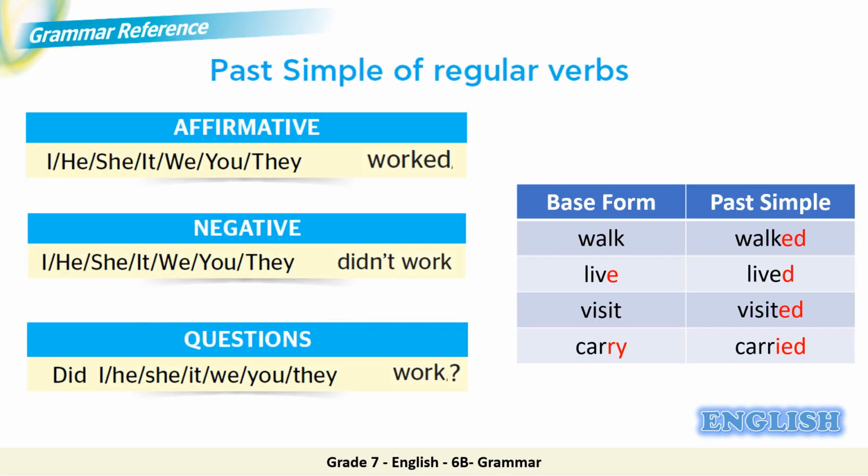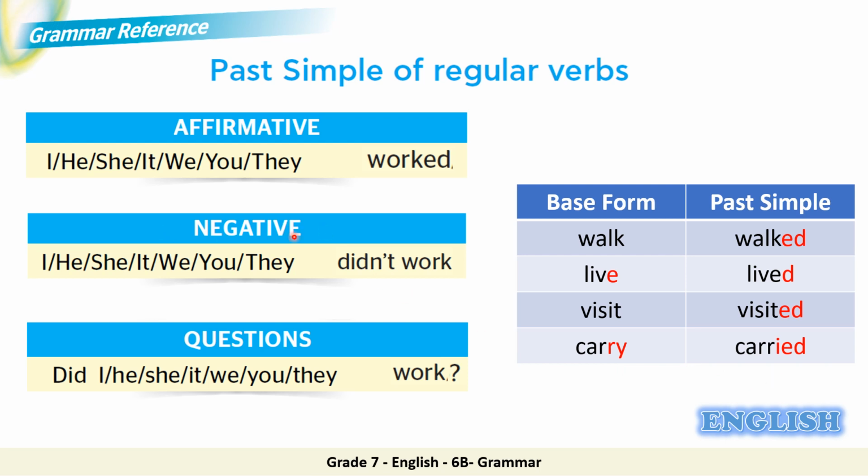Let's talk about some forms. Let's start with the past simple of regular verbs. Now, we have the three forms: affirmative, negative, and questions. We make the affirmative form of the past simple by simply adding -ed to the base form of the verb. And here are some examples. The base form: walk, past simple: walked; live, lived; visit, visited; carry, carried.